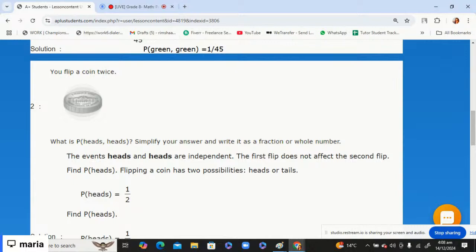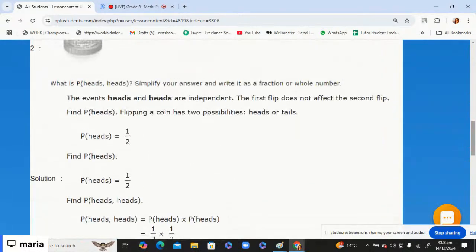So the events heads and heads are independent. It means that the first flip of this coin doesn't affect the second flip of this coin. When we find the probability of the first coin, there are a total of two possibilities, so in the denominator we put 2, and if the head or tail occurs, that is 1. It means that when you flip, it may be the head or it may be the tail. So one thing is going to occur; it's 1 on the top and the two possibilities go in the bottom.